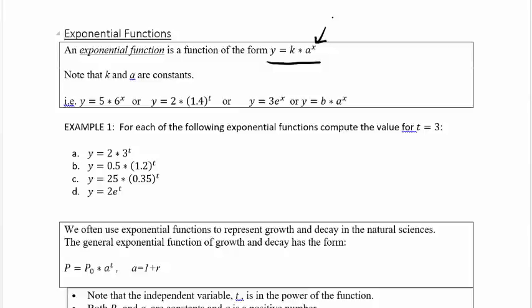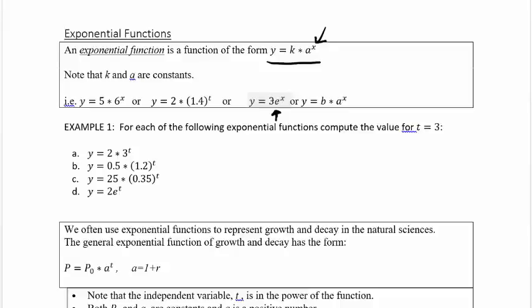Some examples of exponential functions are listed here. y equals 5 times 6 to the x, y equals 2 times 1.4 to the t, and so forth. You will notice that this example here has an e in it. That is something that we use a lot. e is a number, just like pi is a number, and it comes up a lot in nature and biology, so we use it quite often to model things. So whenever you see the variable up in the power, that should be a signal to you that we are dealing with an exponential function.